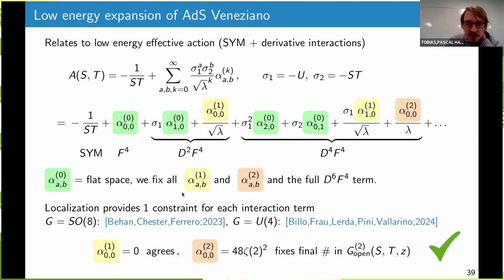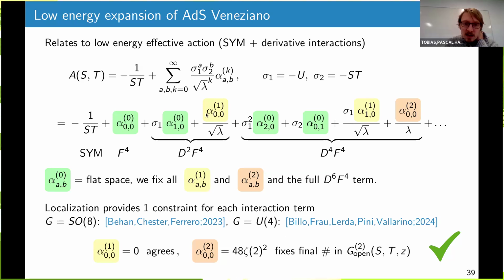Again, we fix two additional infinite towers of Wilson coefficients. And for each of these interaction terms, like d squared f to the 4, d4 f to the 4, supersymmetric localization provides one linear constraint. And this was already done for g equals SO8 and for this orbifold case where g equals U4.